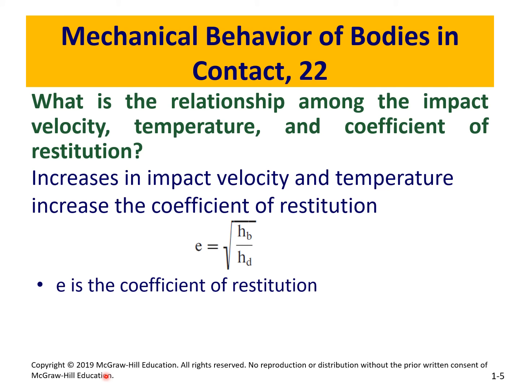So E is the coefficient of restitution. We can measure it using velocities. We can measure it using height, and the velocity and temperature affect this value that we're measuring, these two.